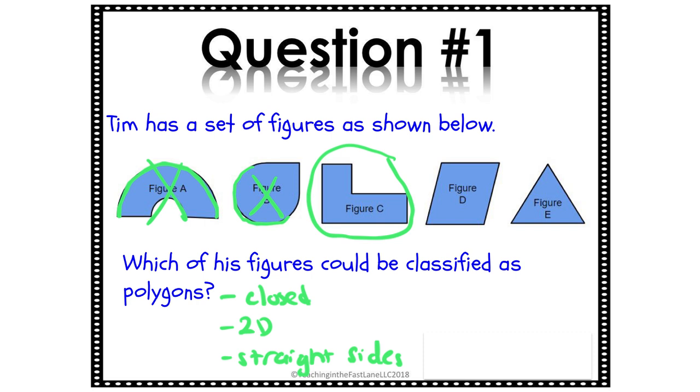D, closed, 2D, straight sides, it is a polygon. And E, closed, 2D, and straight sides, it's a polygon. So the correct answer is C, D, and E.